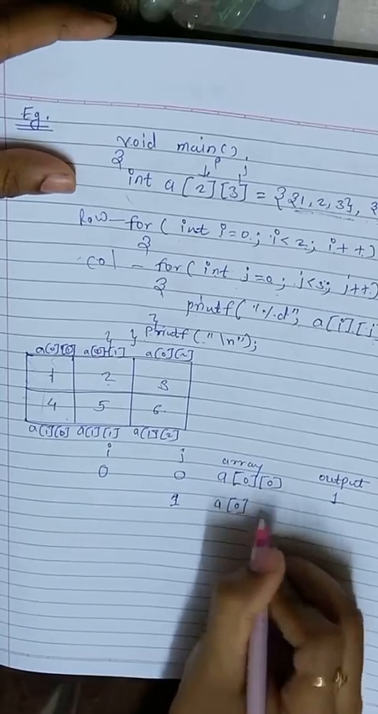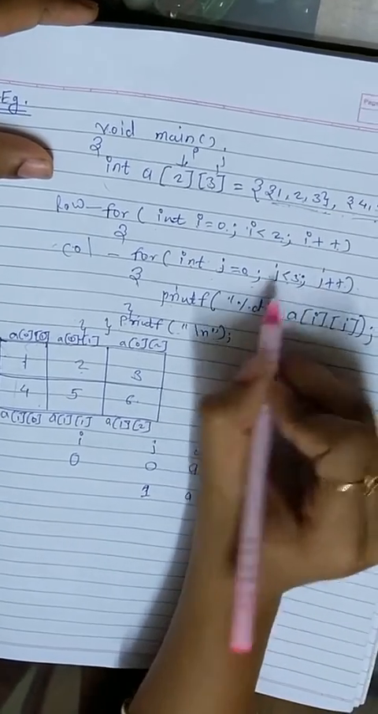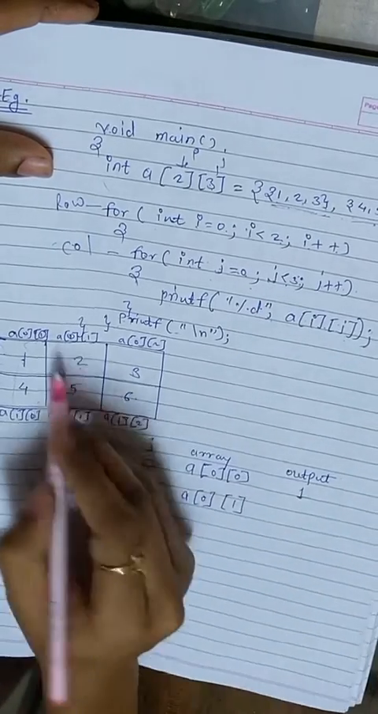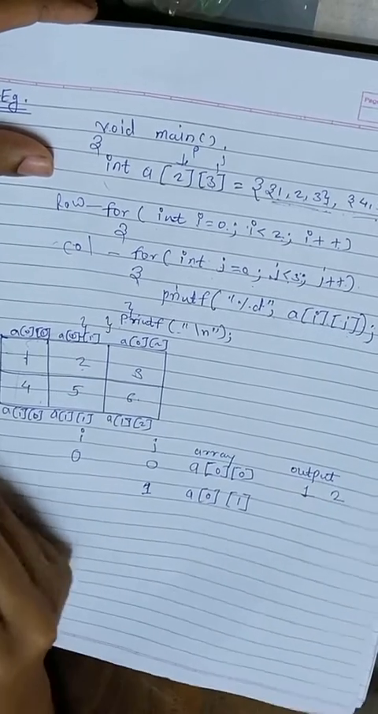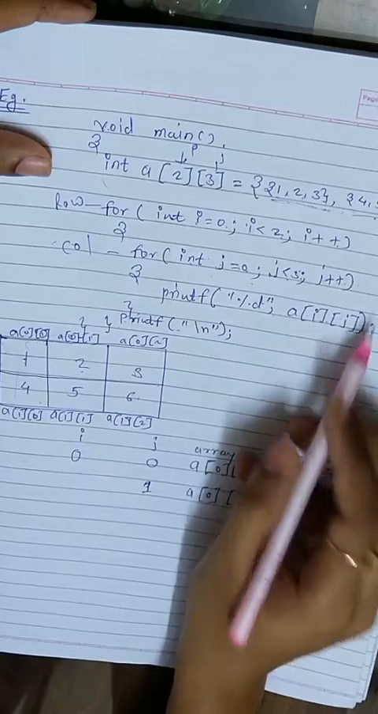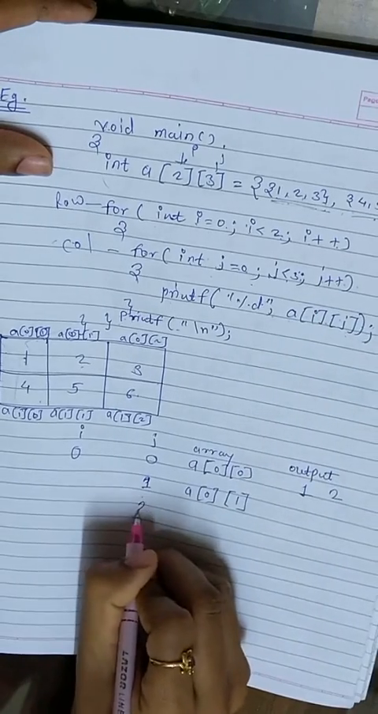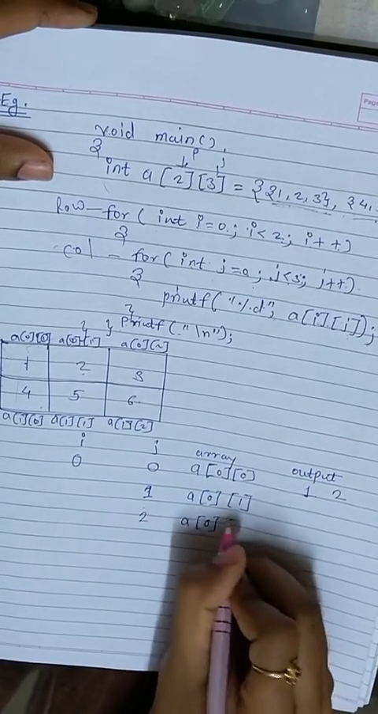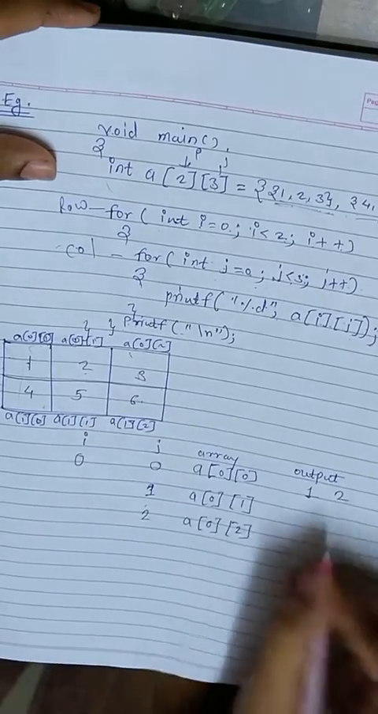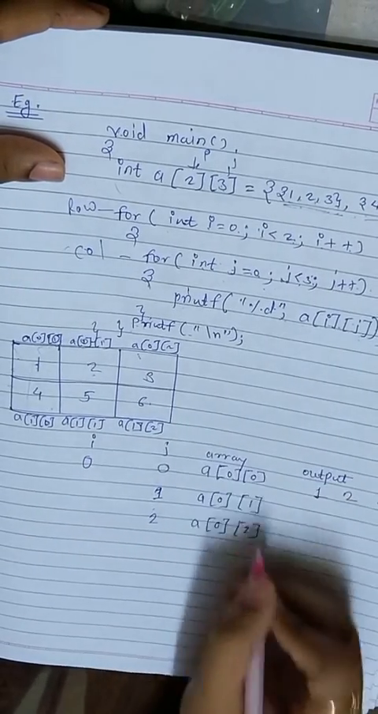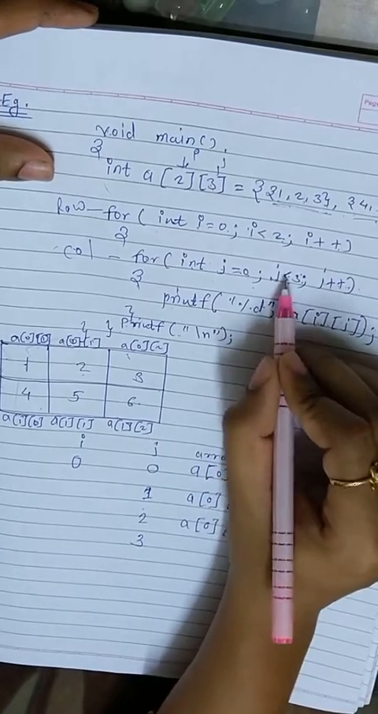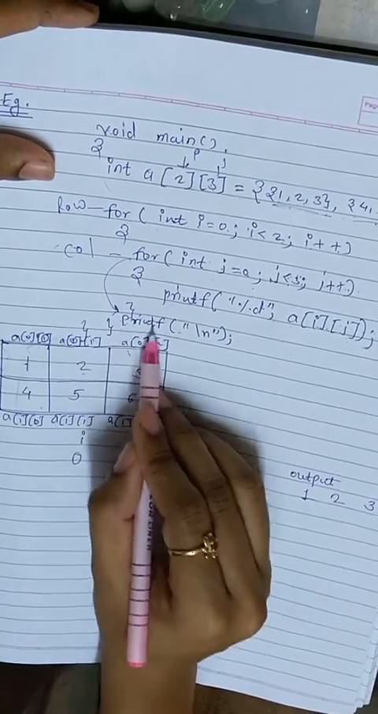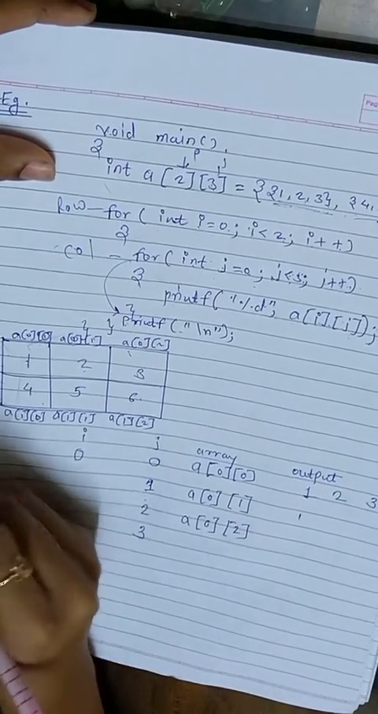Now the condition is true, 1 is less than 3. So i j is 0 1. A of 0 1 is 2. And then again it will increment j's value. j will become 2, and 2 is less than 3. It will again print A of i j, which is 0 2. A of 0 2 is 3. Now j will increment to 3. 3 is less than 3? Condition false. It will come out of this inner for loop. Again printf \n, so the cursor will go to the next line.